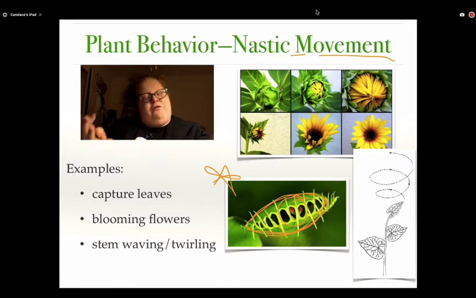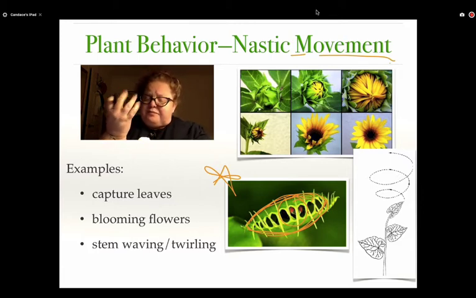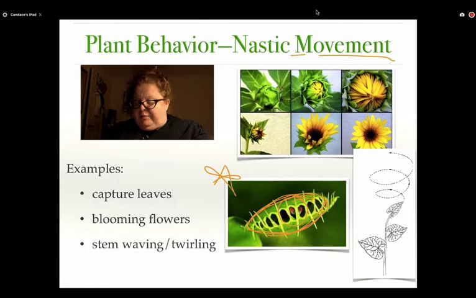Now, hopefully you can see that this really isn't about the direction of the stimulus. It's not about what direction the fly is moving or even what direction it's pushing those trigger structures inside of the capture leaves. It's just triggering a movement, and that movement is to close. And this has to do with osmotic pressure, meaning the water pressure of the cells at the base of these capture leaves, and the movement of that water out of or into those cells, causing the capture leaves to move. And so that's what's happening there.